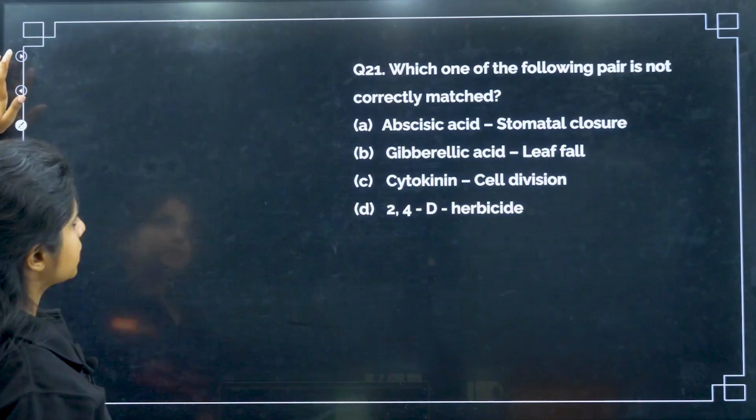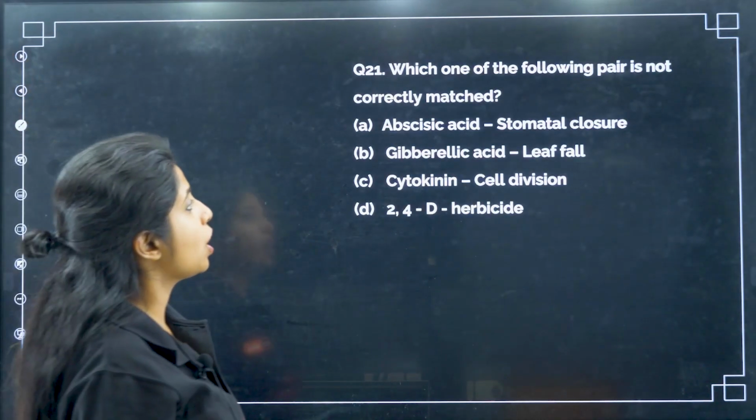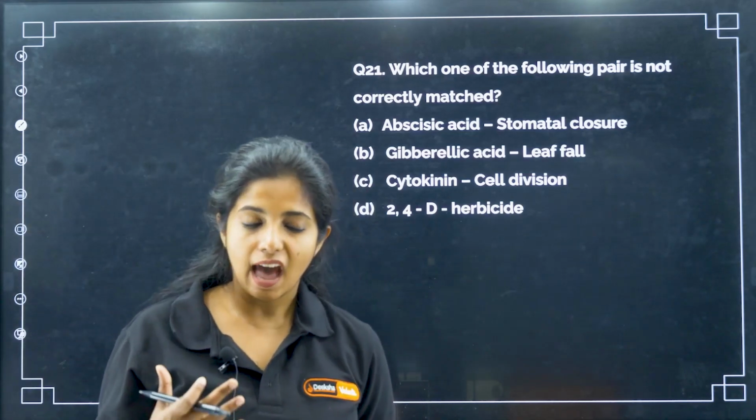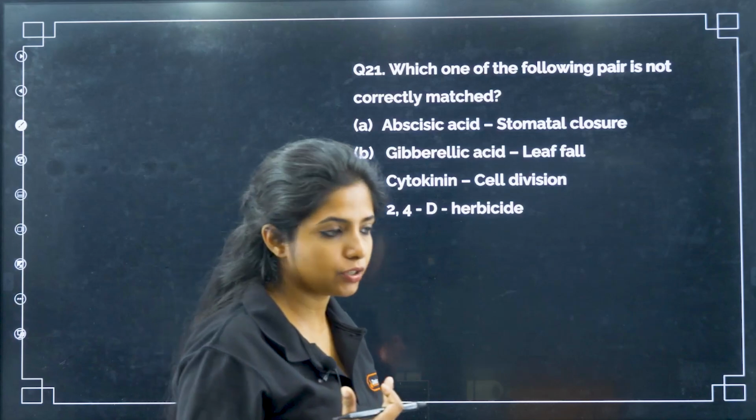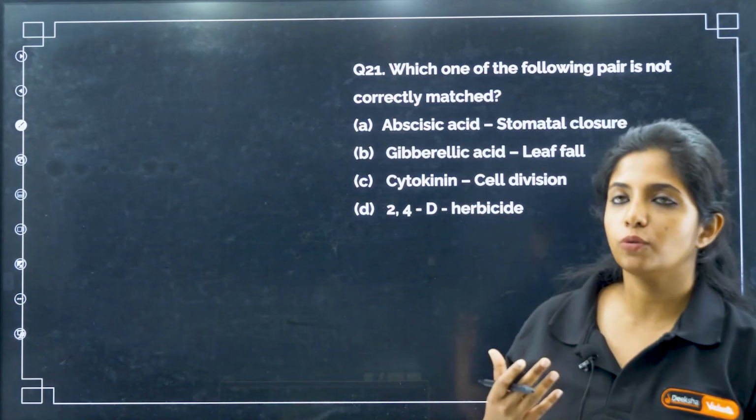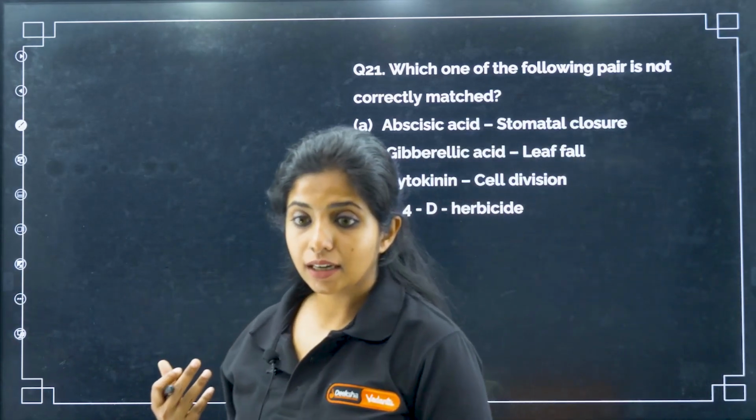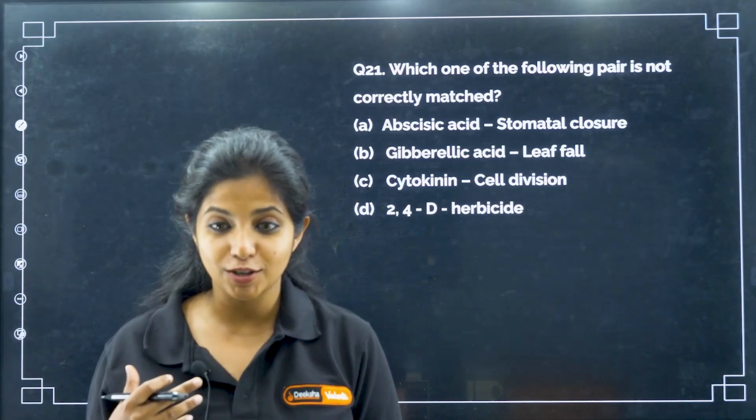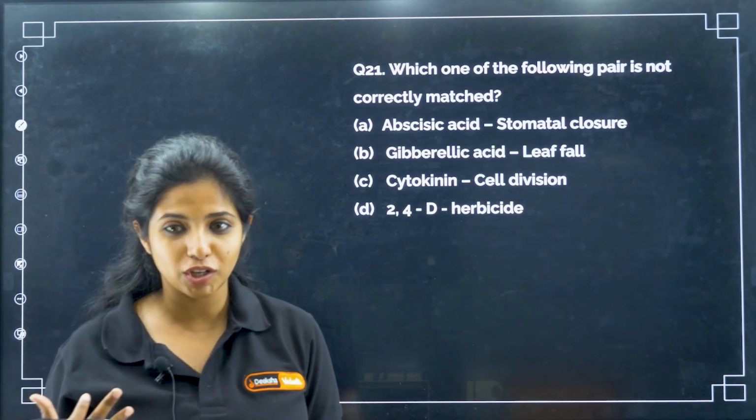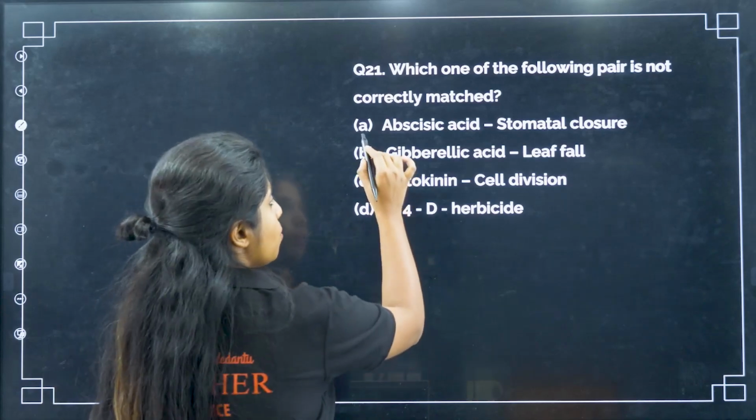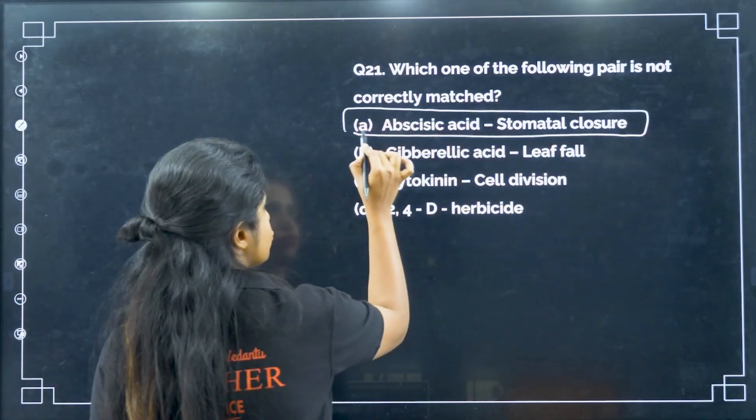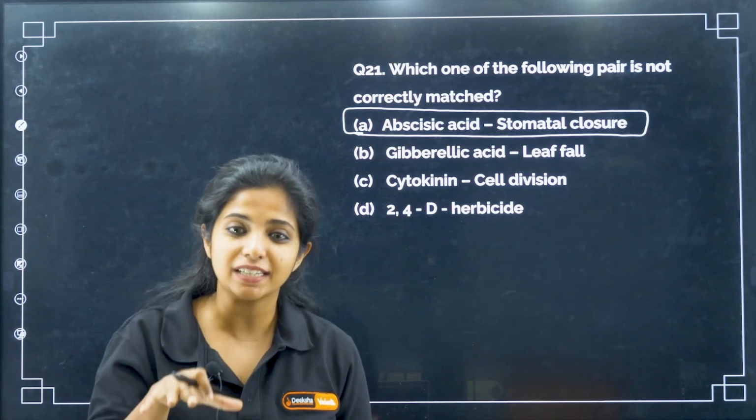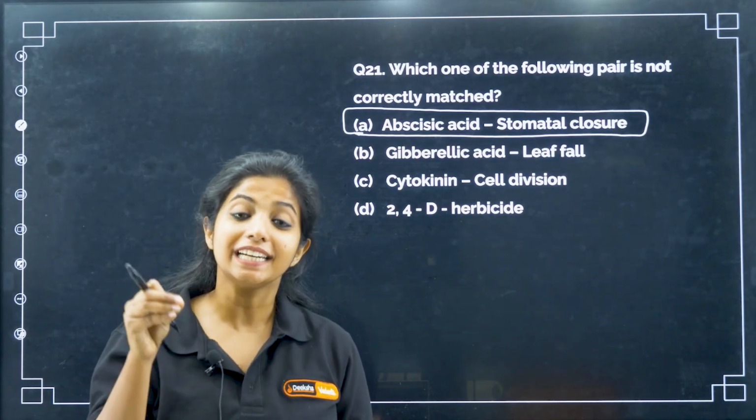Okay, next. Which one of the following pairs is not correctly matched? Abscisic acid, stomatal closure. Yes, abscisic acid is a stress hormone, my dear children. If you keep your stomata open, what will happen? The water will be lost. Do we need that? No. Is it good for handling stress? No. If you're losing water, it adds more stress to the plants. So abscisic acid is a stress hormone which leads to stomatal closure because we do not want more stress. It is released when the plant is in stress.